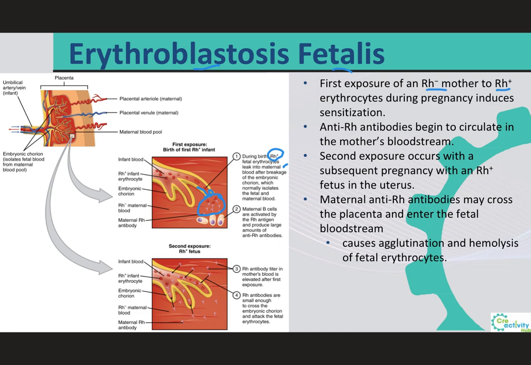However, the problem is when she becomes pregnant a second time with also a fetus that is Rh positive. Remember that she already has anti-Rh antibodies circulating in her blood. So her maternal anti-Rh antibodies may cross the placenta and enter the fetal bloodstream. And this antibody will then encounter the antigen in the fetus, and it will want to destroy this antigen because this is what antibodies do. They destroy their specific antigens. And this will cause a cross reaction.